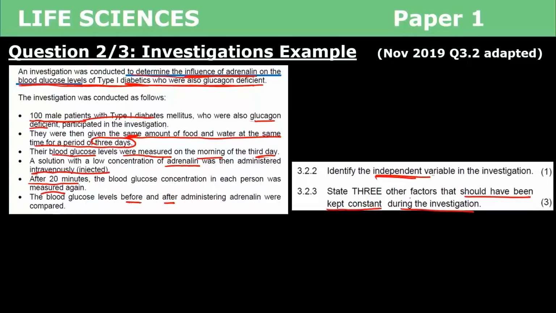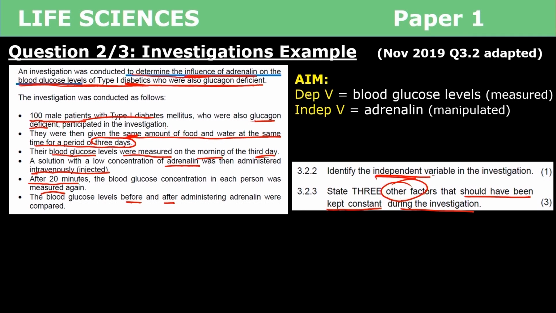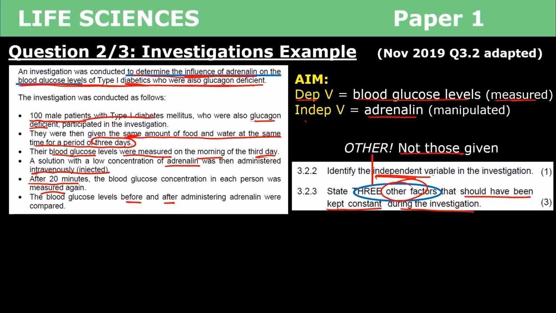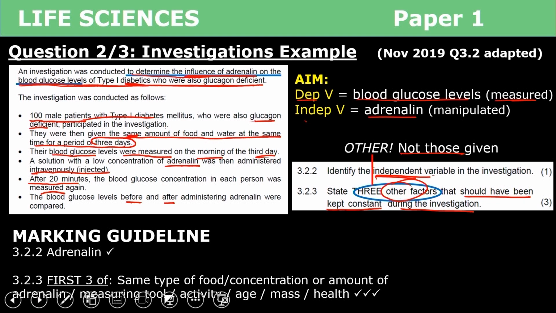And then this question says "state other." So other means not from what has already been said in the investigation or in the steps, right? Other factors that should have been kept constant means they are not being mentioned here. So the dependent variable will be the blood glucose level, because that's what we measure. Independent will be the adrenaline, because that's what causes the change. And other, as I said, means not the ones that are being given.